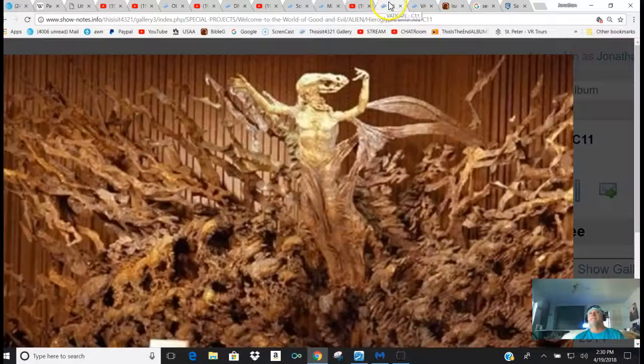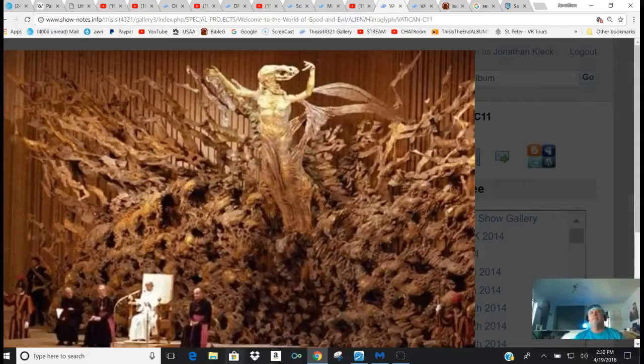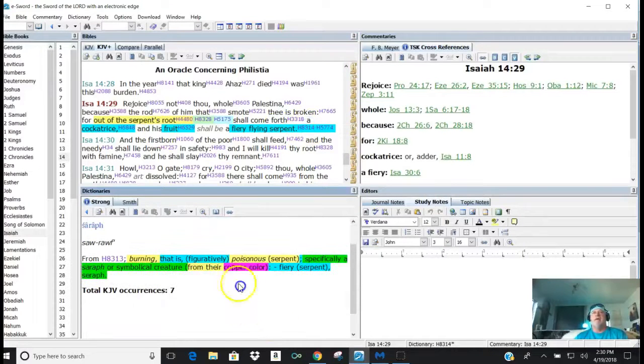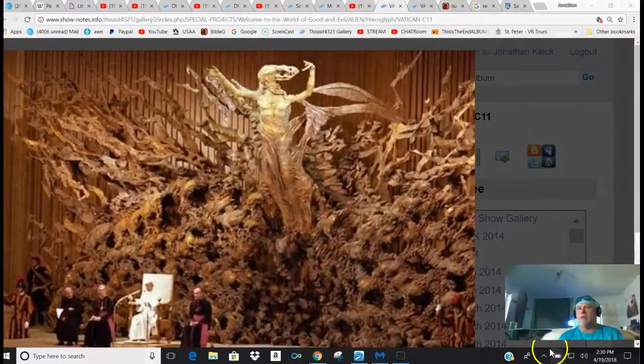Now let's look at it. Okay, it's made out of copper. I know that I just read right here that the fruit shall be a fiery flying serpent, a burning, that is figuratively poisonous serpent, specifically a seraph, which is from the Bible, copper color, fiery serpent. I know I'm going over this repetitively, but I'm doing it on purpose, because you need to understand this is no joke. This is no accident. You're looking at a sculpture that was made out of bronze and copper for a reason, because it represents a fiery flying serpent coming up from the root out. That's what you're looking at.